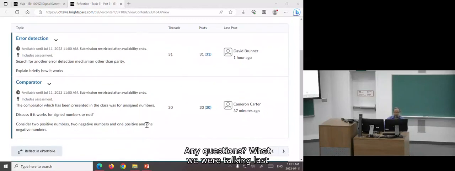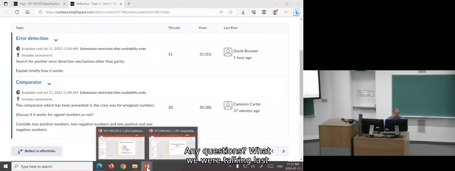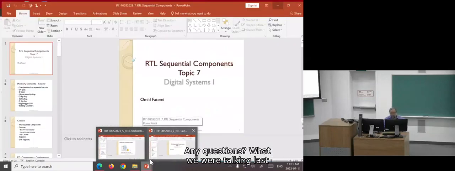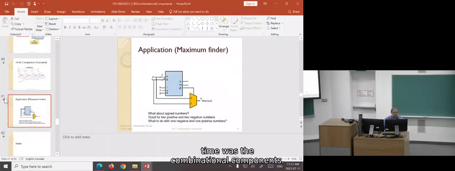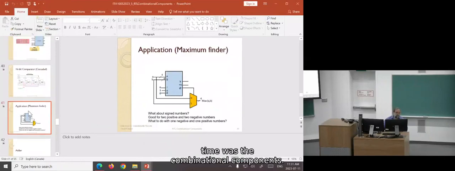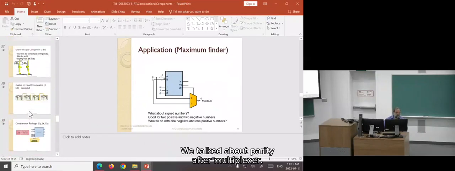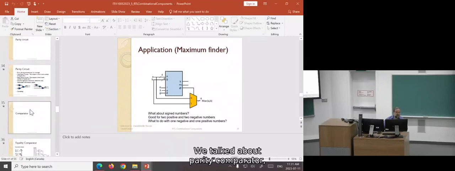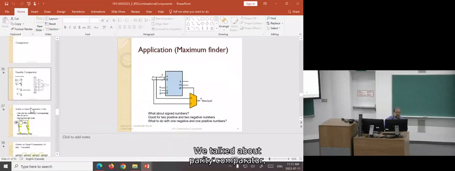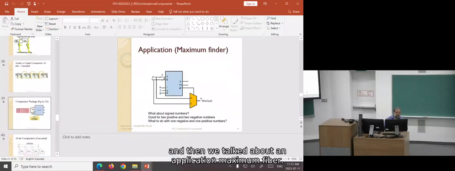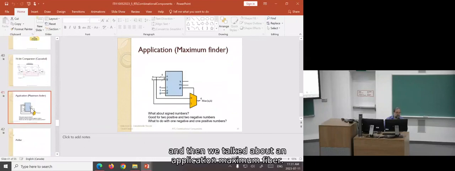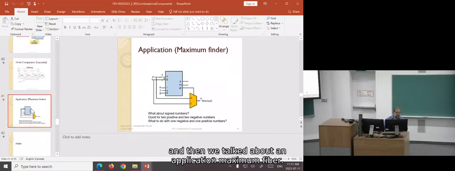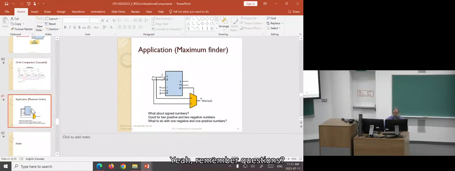Okay. So, any questions? What we were talking about last time was the combinational components. After the multiplexer, we talked about parity, comparator, and then we talked about an application, maximum failure. Yeah, remember? Any questions?